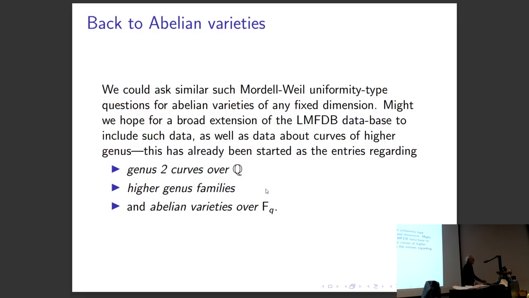But back to abelian varieties. We could ask similar Mordell-Weil uniformity type questions for abelian varieties of any fixed dimension. Might we hope for a broad extension of the LMFDB database to include such data, as well as data about curves of higher genus? And this has already been started, as the entries regarding genus 2 curves over Q, higher genus families, and abelian varieties over F_q.